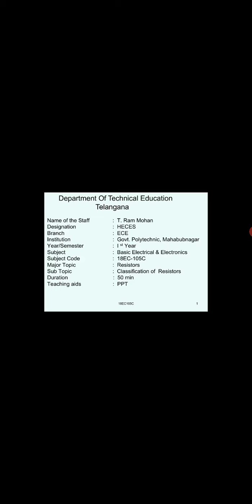Now we are looking into the topic of resistors. Previously we have seen what a resistor is. Now let us see the classification of resistors. The objectives: on the completion of this class, you would be able to know the factors affecting the resistance of a material, and the classification of resistors.